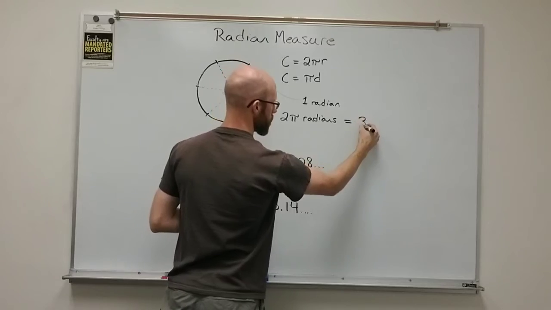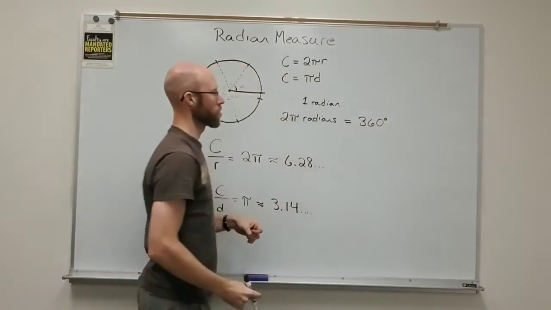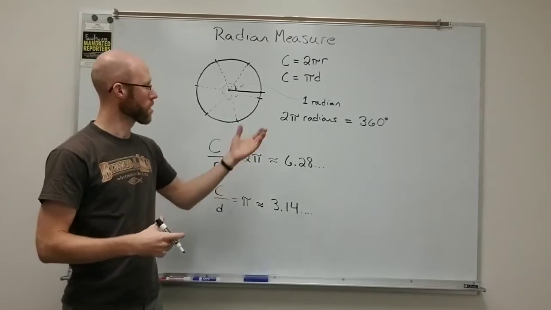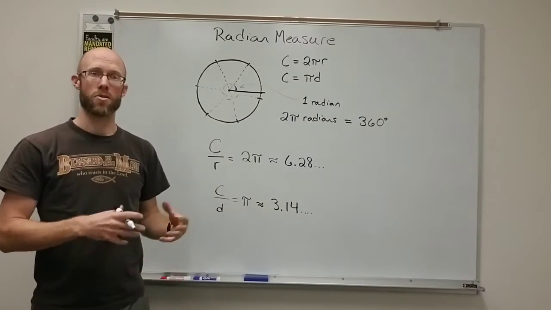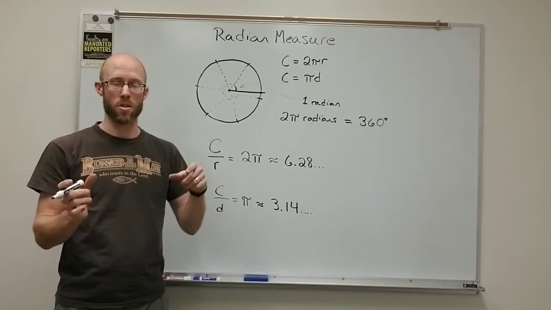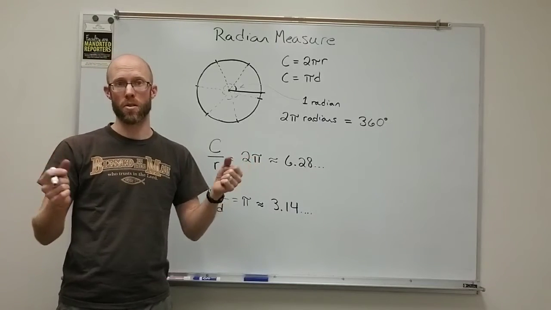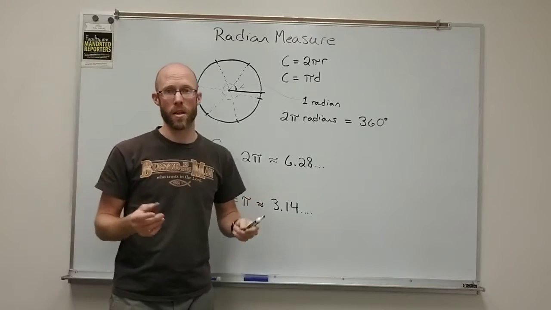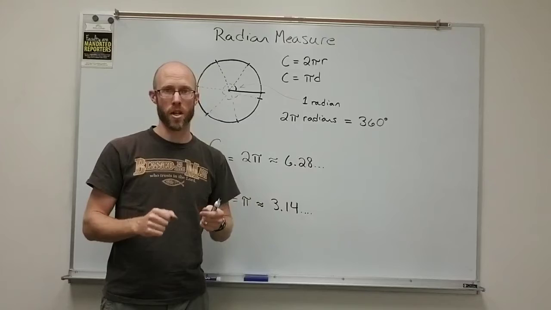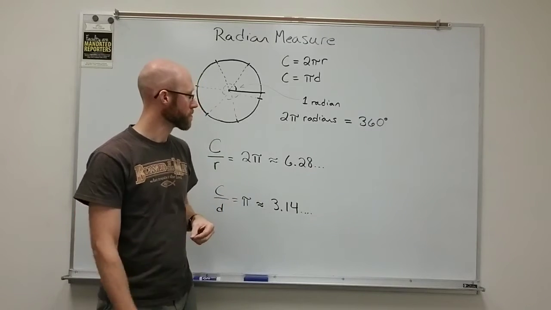is equal to 360 degrees. So we know the whole circle all the way around makes 360 degrees. It also makes 2 pi radians. And so those are interchangeable. Those two numbers, 2 pi radians and 360 degrees, are interchangeable. It's just like thinking about inches and feet. 12 inches, 1 foot, those are interchangeable.